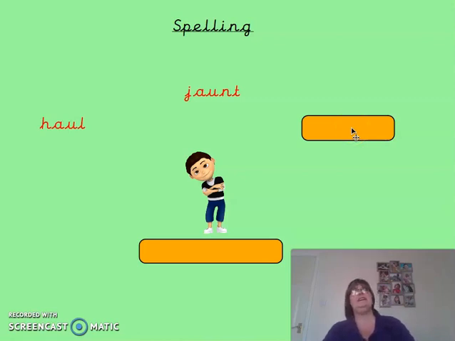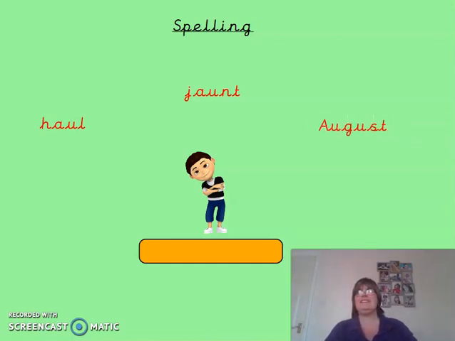All right, interested to see if you got this one right. Did you give it a capital because it's the name of a month? If you did, fantastic. Give yourself a huge pat on the back. So August, August. Now you notice our or sound is at the beginning or in the middle of these words. It's not at the end, is it? Because we don't have words very often that end with a U.